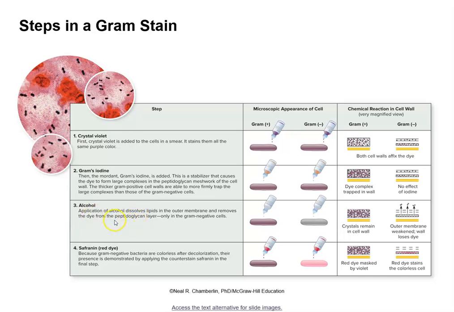Now we get to our alcohol wash. So this is our decoloration stage or decolorizing agent. It could be alcohol or alcohol and acetone. And now we start to see the difference between our gram-positive and gram-negative. Because the iodine acts as a mordant and helps to trap the crystal violet in the peptidoglycan layer of our gram-positive, they will remain purple.